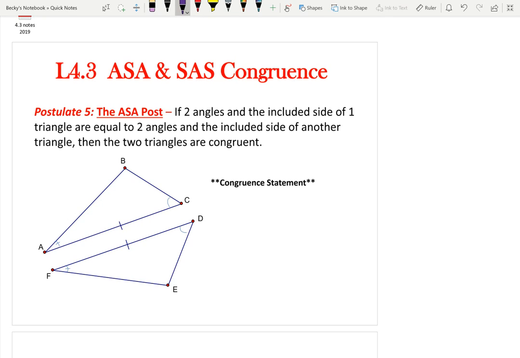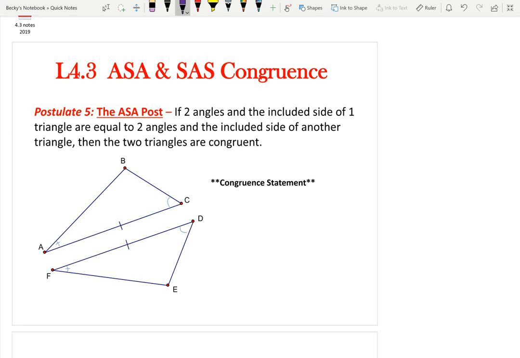Now when you look at a triangle, technically there are three angles and three sides. So there are 6 things on each triangle. But we're not going to prove all 6 things. We're only going to prove 3 things. And we're going to prove them in a certain order that will guarantee the triangles will be the same size and the same shape, which is kind of neat.